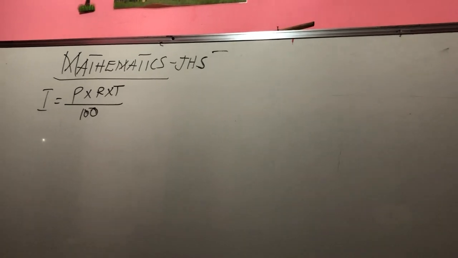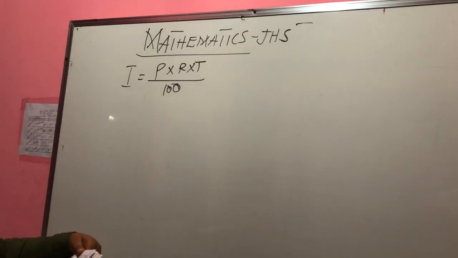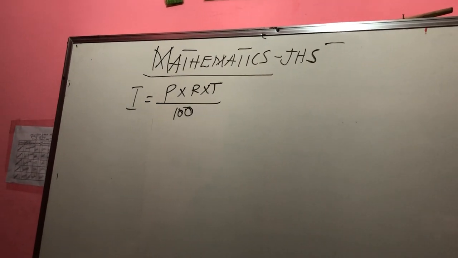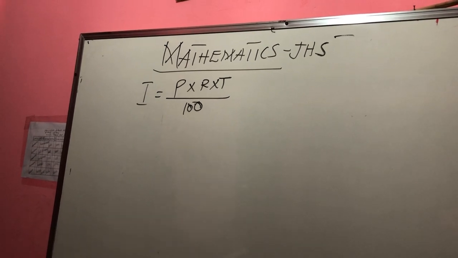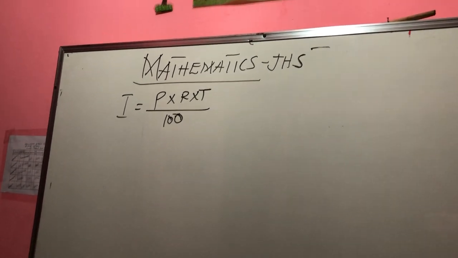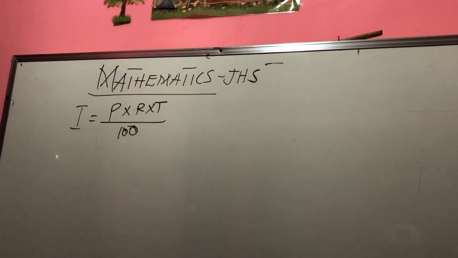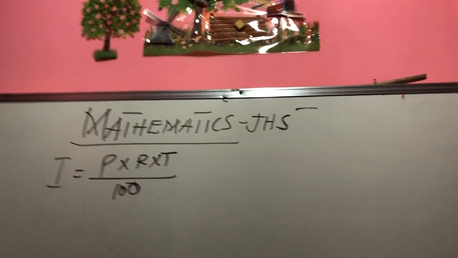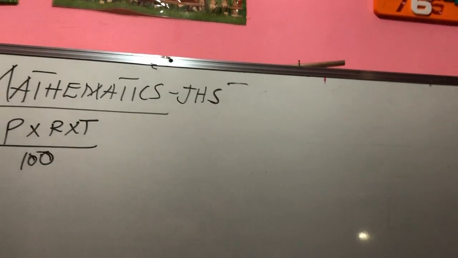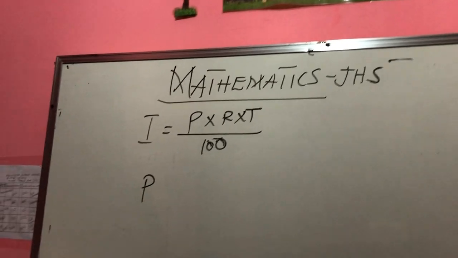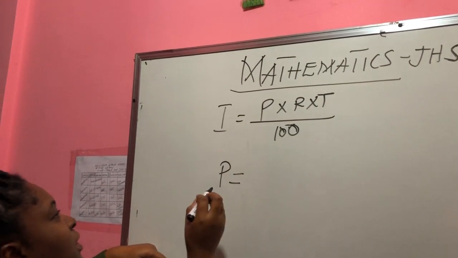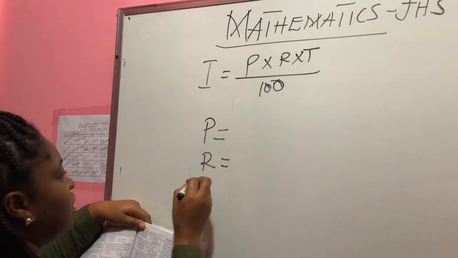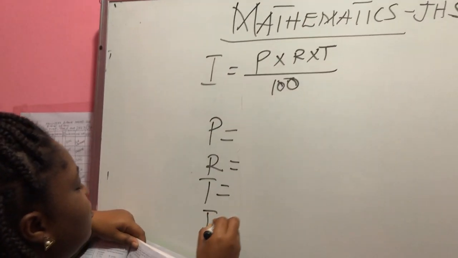Now, the simple interest of 37,500 is earned on an amount of what? 500,000 cedis. Okay. It's earned on an amount of 500,000 cedis for 3 years. Find the rate of interest. Now let's look here. We are finding what? Rate. So we need principal, we need time, then we need our interest.